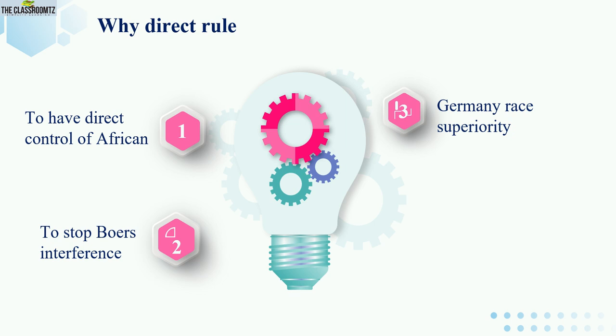It's just this mindset of superiority. I'm strong, I'm good, I'm able to do everything. Then I can go and conquer, or I can go and control colonies directly. So because of race superiority thinking, she was the best. That's why she applied direct rule.